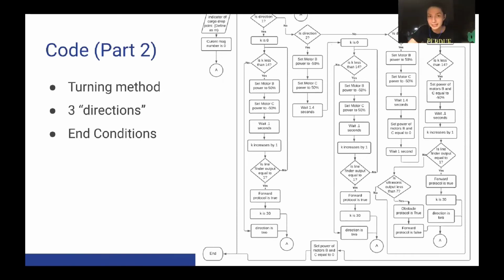We also have 2 end conditions. One is user controlled, but one is completely autonomous. Our autonomous one is if it goes forward for a certain amount of time and it still doesn't see any lines.